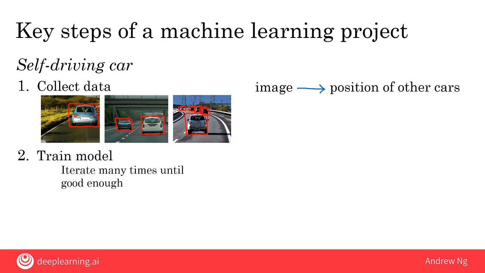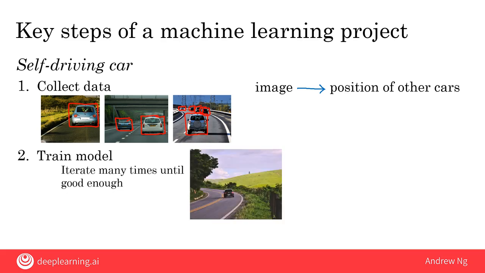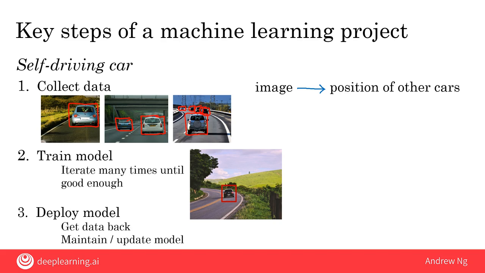Now, invariably, when your AI engineers start training a model, they'll find initially that it doesn't work that well. For example, given this picture, maybe the software, the first few tries, thinks that that is a car. And it's only by iterating many times that you hopefully get a better result, like figuring out that that is where the car actually is. Finally, what was the third step? It was to deploy the model.